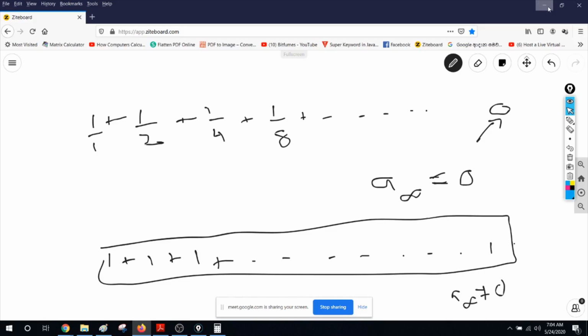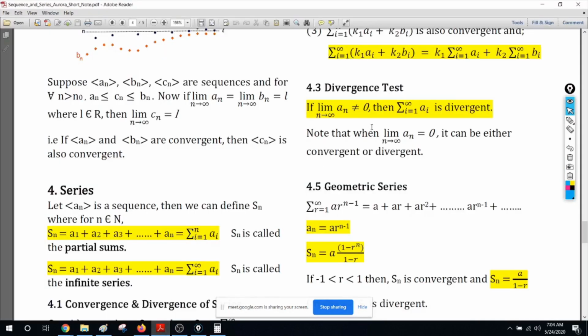Something like that. So that is called the divergence test. So when a_n is not equal to 0, it is definitely a divergent series. When it is 0, it can be convergent or divergent.